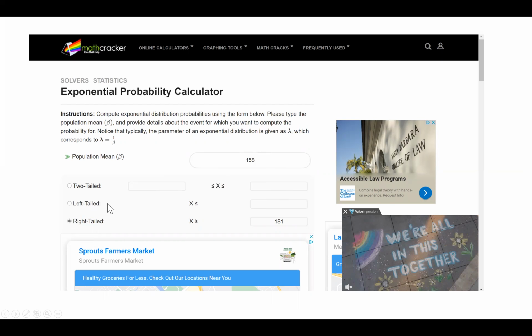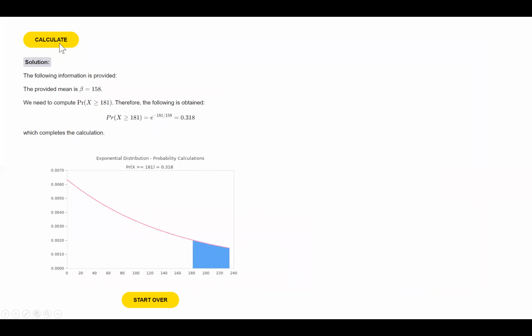Notice this is the left side. This would be less than $181. The right side is bigger than $180. So click calculate. And notice on this one, you're not doing lambda, you're doing just the population mean, the average. Click calculate underneath it. It takes a little while, but boom, there it is, and we get the same answer. The only thing I don't like about this one is it only takes you to three decimal places. That's my little issue with that one.